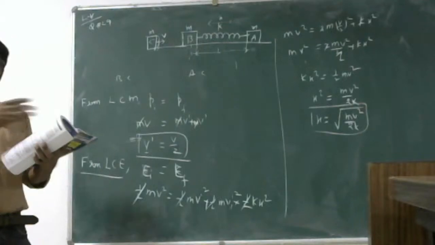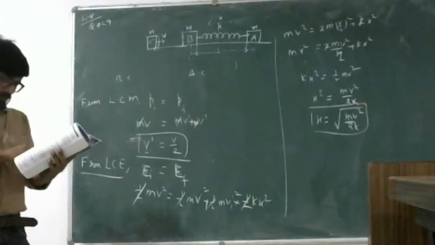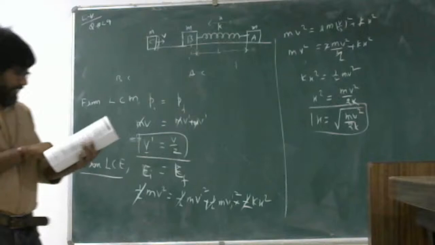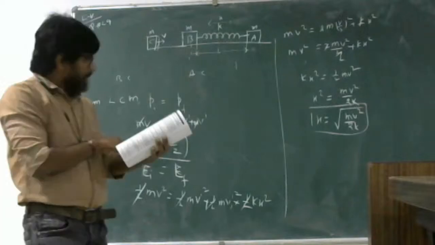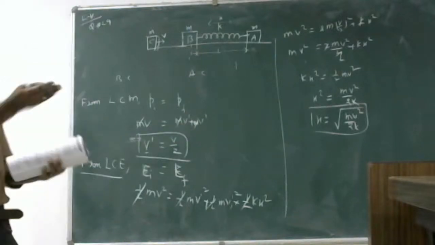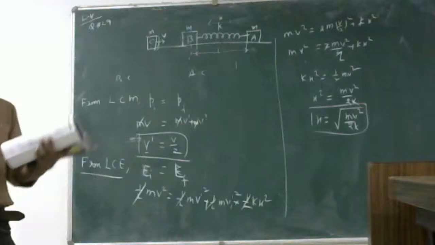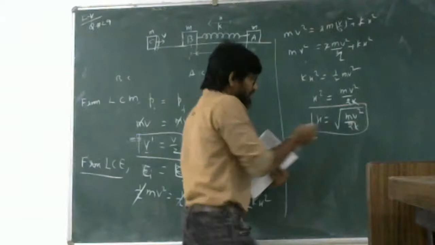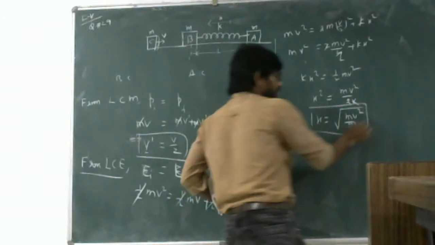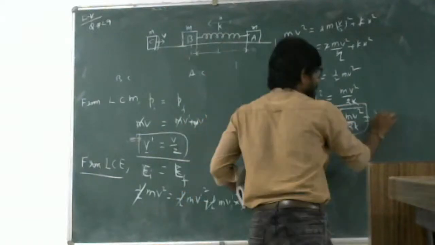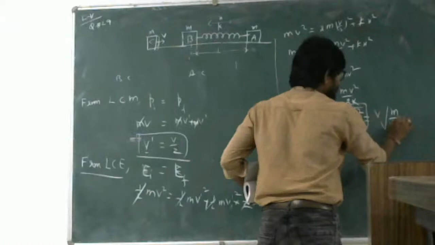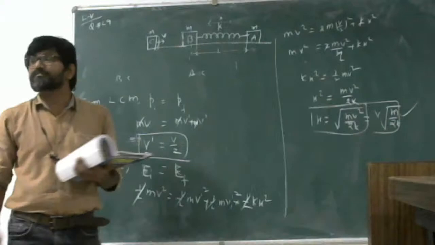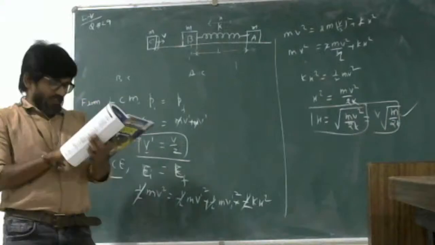Let us check. The maximum compression of the spring we got is the square root of m v square by 2k. Taking v square out, we can write it as v into the square root of m by 2k. This is there in one of the options, so that option is correct. Which option is that? Option D is correct. So option C is wrong.